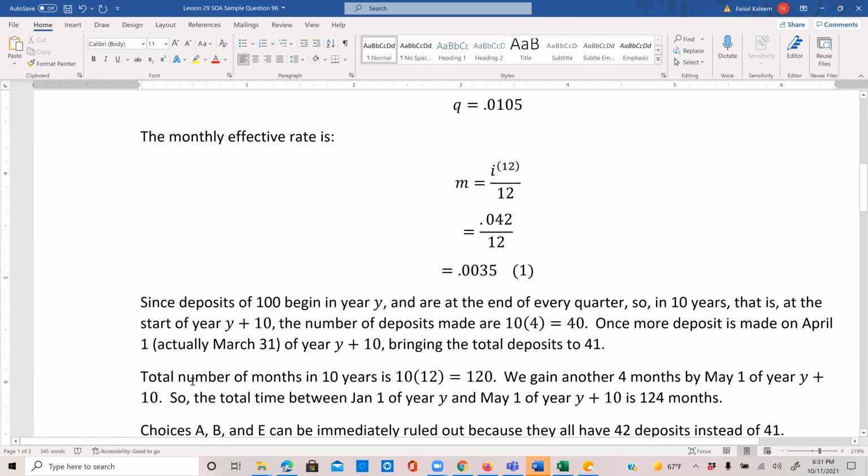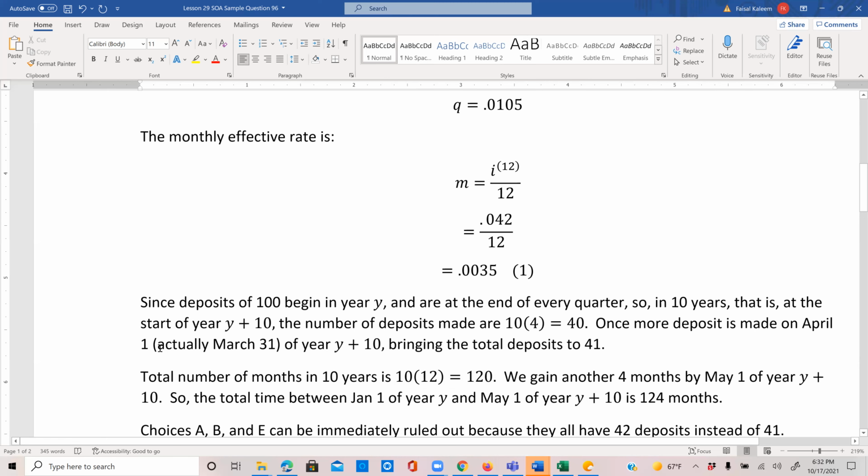The total number of months in 10 years is again 10 times 12 equals 120. And we have another 4 months by May 1, because May 1 is effectively April 30. And that's 4 months, January, February, March, and April. And so that brings the total months to be 124.